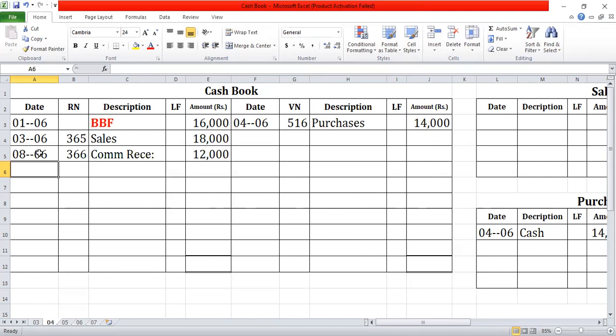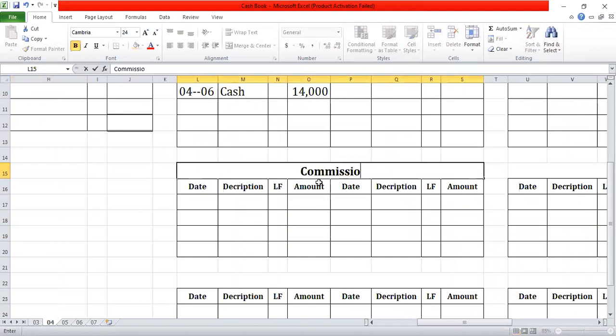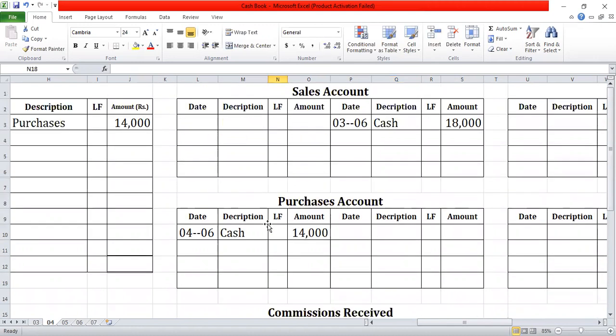And open another account for commissions received. Listen to me, commissions received is an income account. This time, income increases. So, the commissions received account is credited. The date is 8th of June. Description cash, amount 12,000. This is how it is recorded.